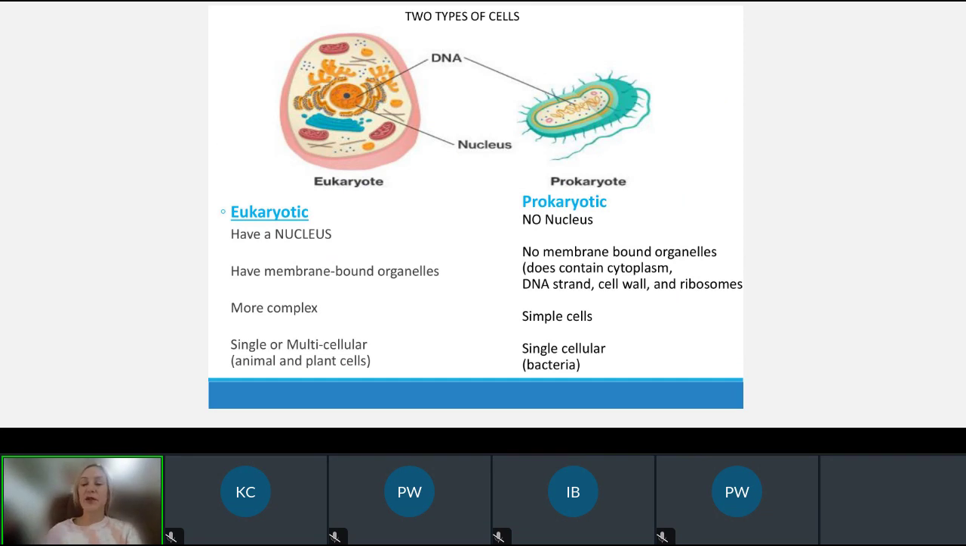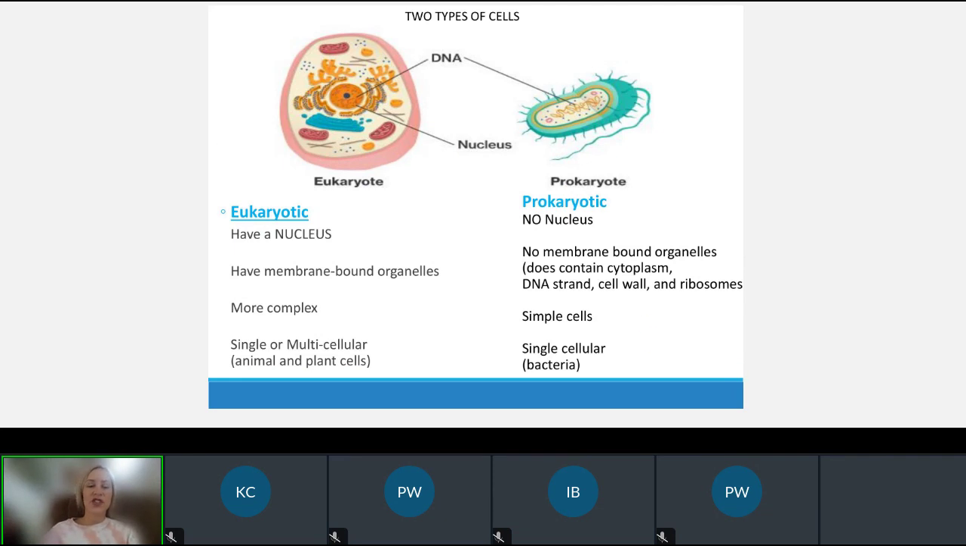All right, everybody type nucleus. Nucleus. Nucleus. All right, so that is the biggest difference between a eukaryotic cell and a prokaryotic cell. Also, I want to teach you a trick.